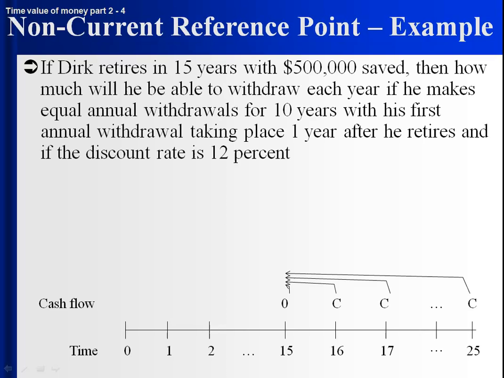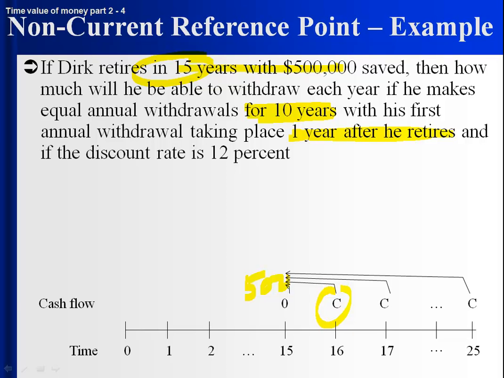Let's take a look at another one. Dirk's going to retire in 15 years with 500,000. So he's going to have 500,000 in 15 years. How much can he withdraw each year? He makes equal annual withdrawals for 10 years. So we know he's going to be getting 10 checks from this 500,000. The first one takes place 1 year after he retires. Well, if he retires in 15, then we know in 16 is his first one.